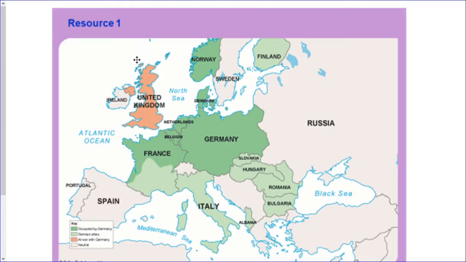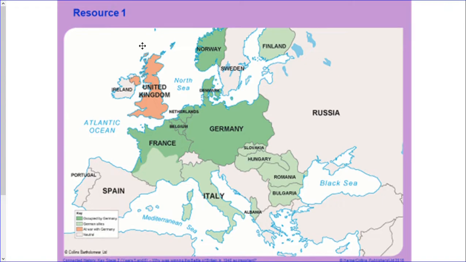So we've got the first resource and it is a map of Europe. So if you pause your video now and write down some of your ideas. Okay, so if we have a look at the key at the bottom, it's not too clear on here, but it should be clearer on your picture.